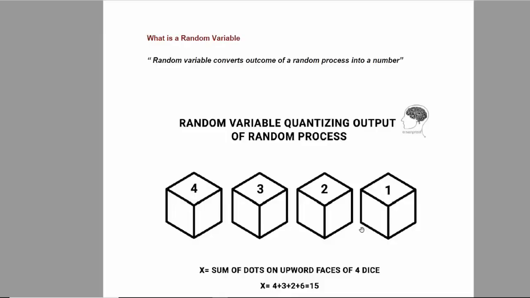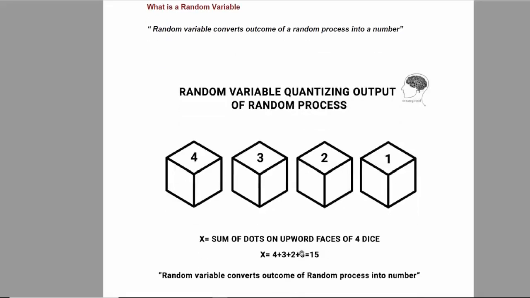For example, you flip a coin, either you get head or tail. If I write capital X as a random variable, it is equal to 1 if head comes and 0 if tail comes. This is a random variable. That's all. Second example that I'm showing in this image: X is equal to the sum of dots on the upward faces of 4 dice. Then X is equal to 4 plus 3 plus 2 plus 1, which is equal to 10. Sorry, I have written 6 here by mistake, and the answer should be 10.